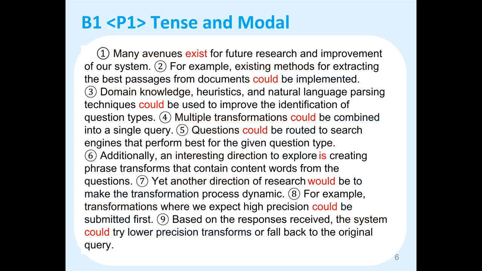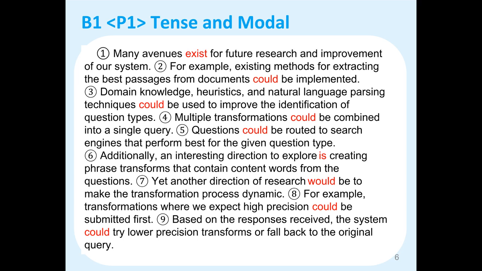Let's look closely at the tense and modal choices in the future work paragraph. The key idea here is that the main verb tense provides the framework, but the modals carry the actual speculative meaning. The most powerful tool here is the modal verb could. Look at how it dominates the action in the sentences detailing specific improvements, which can be noticed in sentence 2, sentence 3, sentence 4, sentence 5, sentence 8, sentence 9.